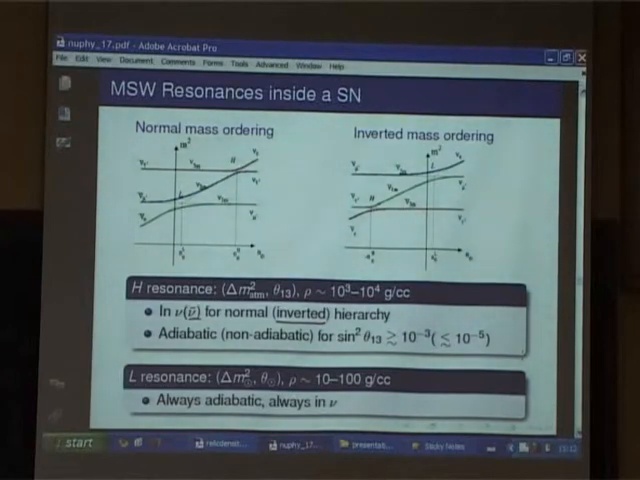So again, this goes on to show that to determine theta 13 in supernova, you don't have to have theta 13 of the order of a few degrees. You can have theta 13 of the order of 10 power minus 5, and you can still say something about that. So that's the reason for this.